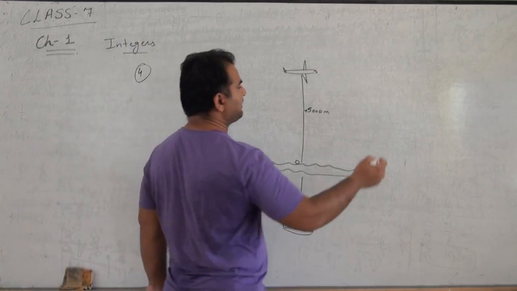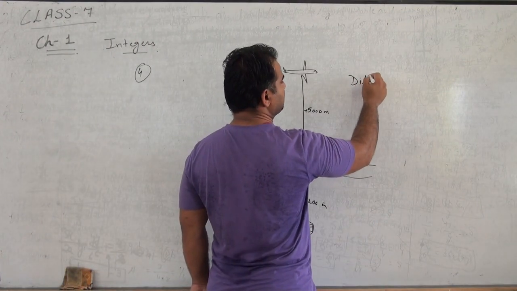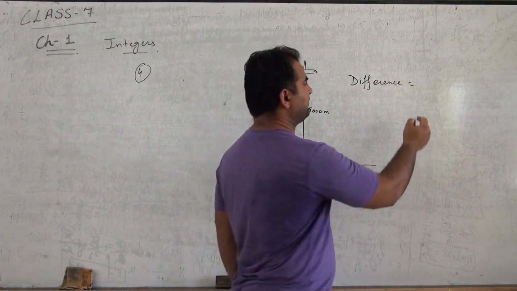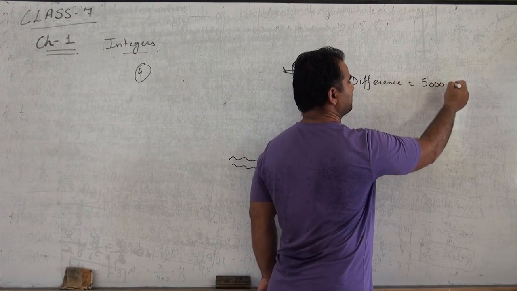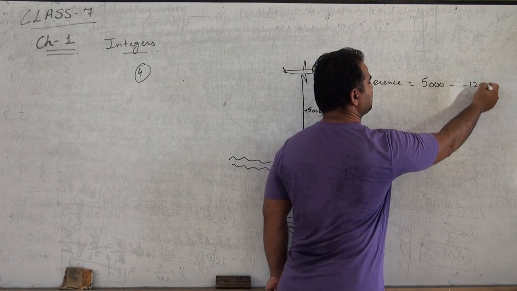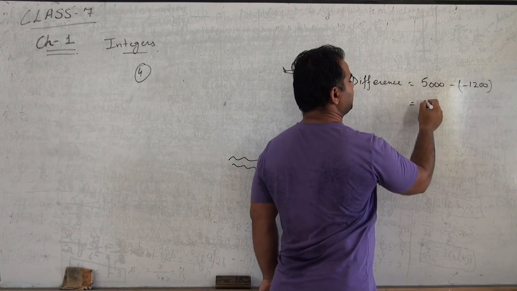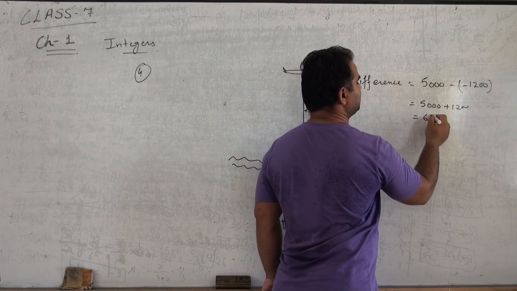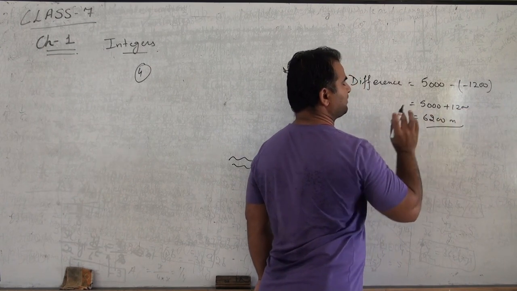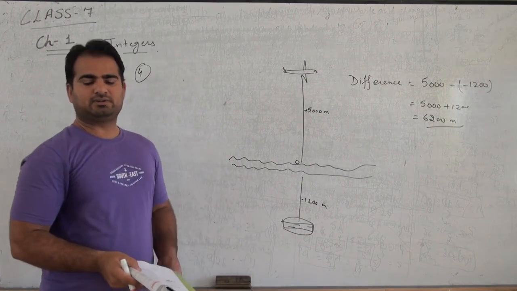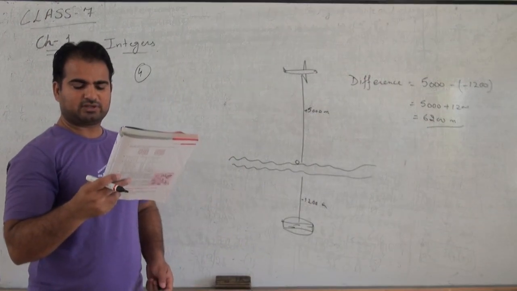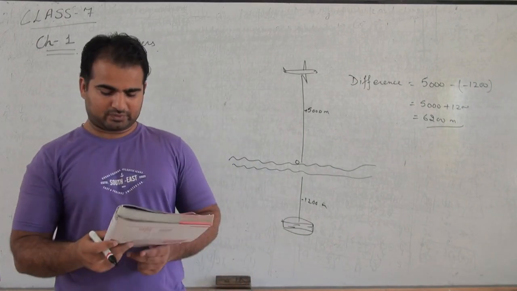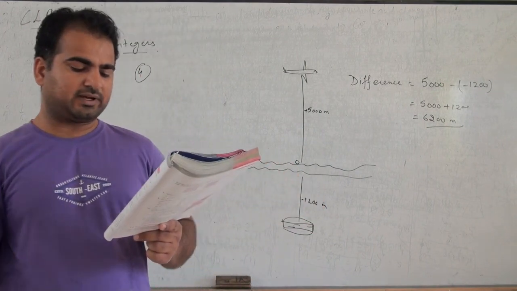So when I have to find the difference, it will be 5000 minus minus 1200. It will be 5000 plus 1200, which is 6200 meters. The total difference between the heights, between the distance. Okay, this is the vertical distance between them. Okay, next is question number 5.